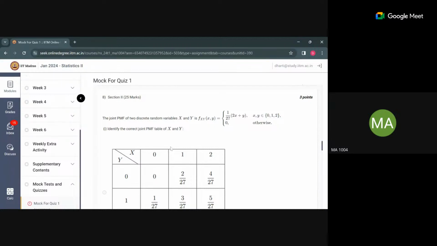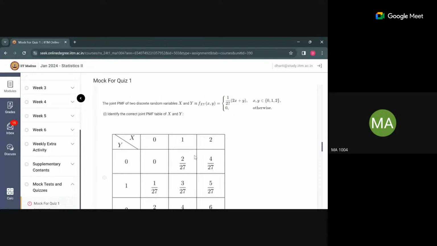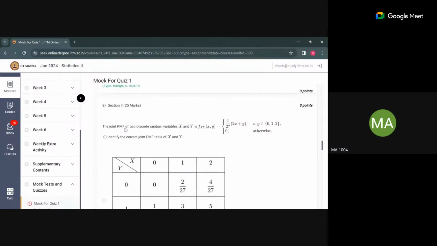Okay, so in this particular question the PMF is given to you in this format, and then you have to calculate the joint PMF. This is again one of the simple questions. How to do this? So just put the values, right?